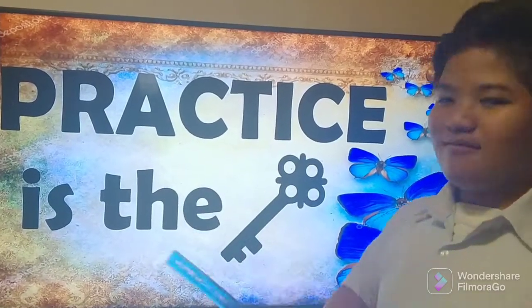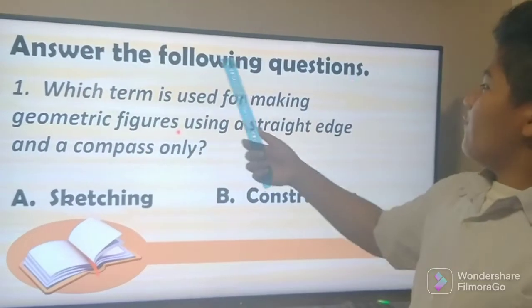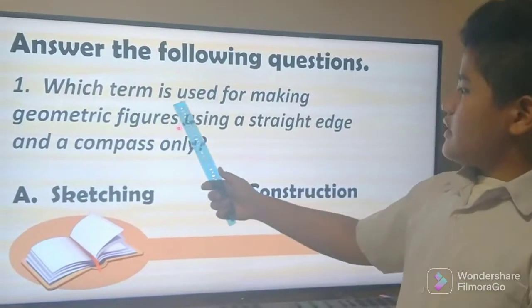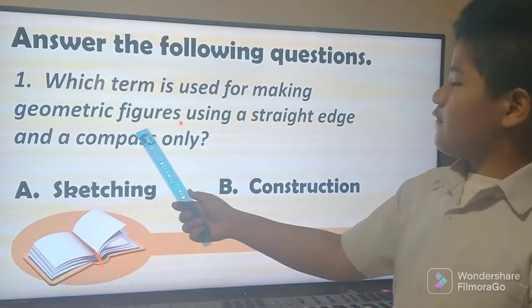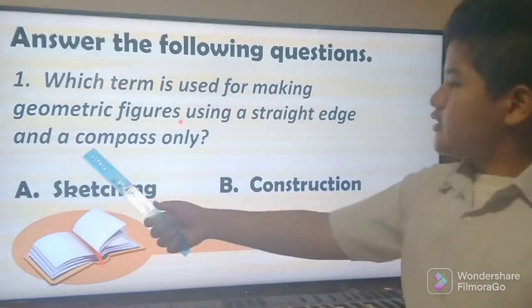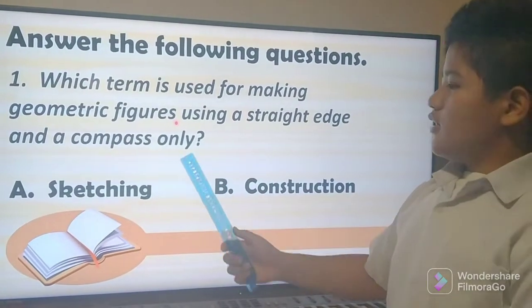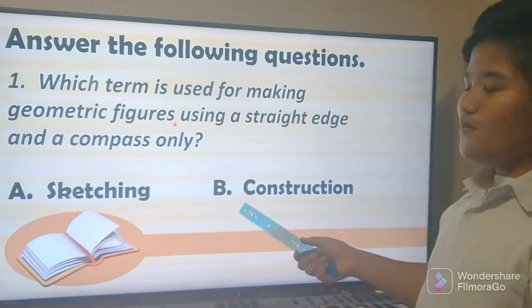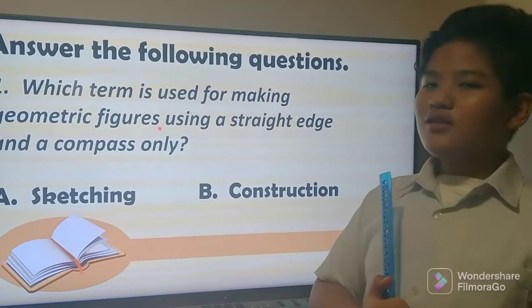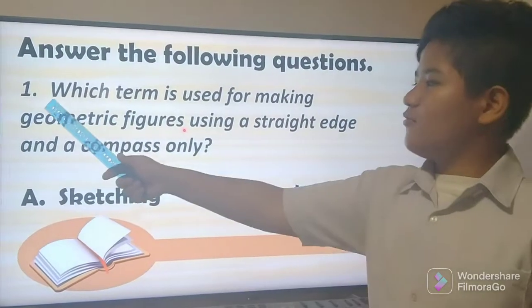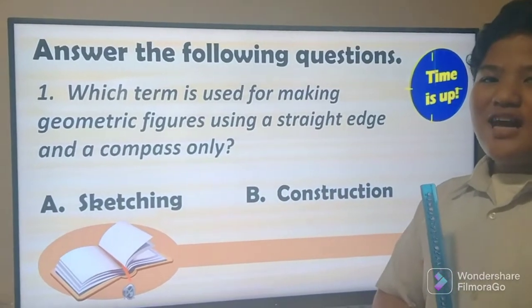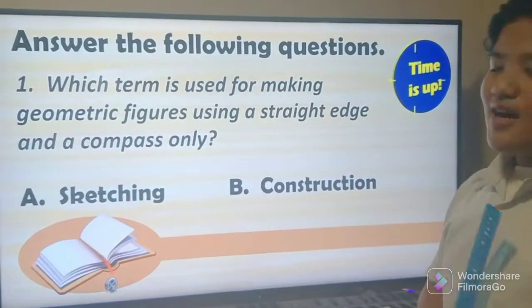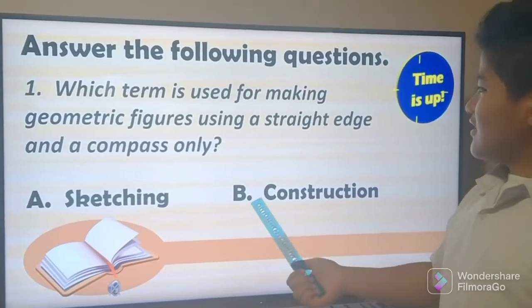Let us test ourselves. Practice is the key. Answer the following questions. Number 1. Which term is used for making geometric figures using a straight edge and a compass only? Is it letter A, sketching, or is it letter B, construction? What do you think is the answer here in number 1 question? Time's up! The answer in number 1 question is letter B, construction.